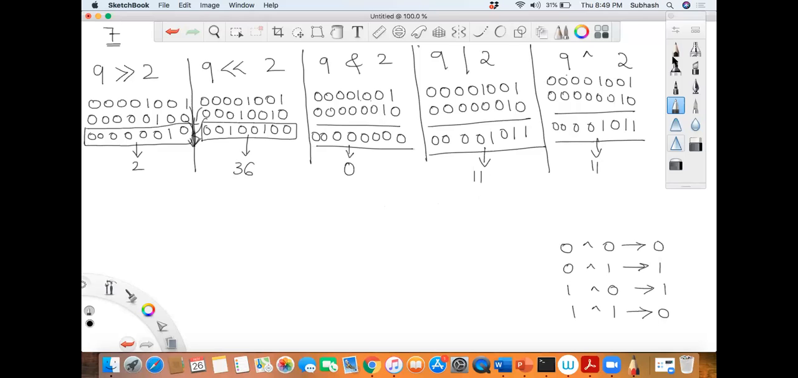Okay, now tell me what is the value of tilde of 0? This is the sixth bitwise operator. So what is tilde of 0? Okay, what is tilde of 0?